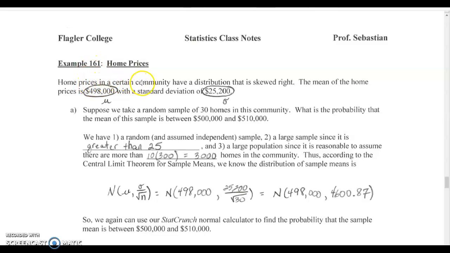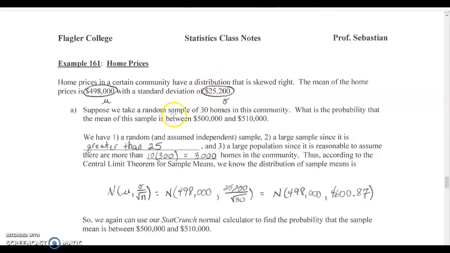Home prices in a certain community have a distribution that is skewed right, so it's not normal. The mean of the home prices is 498,000, which is told to us as the population mean, so that's mu, with a standard deviation of 25,200, which is sigma, the population standard deviation.